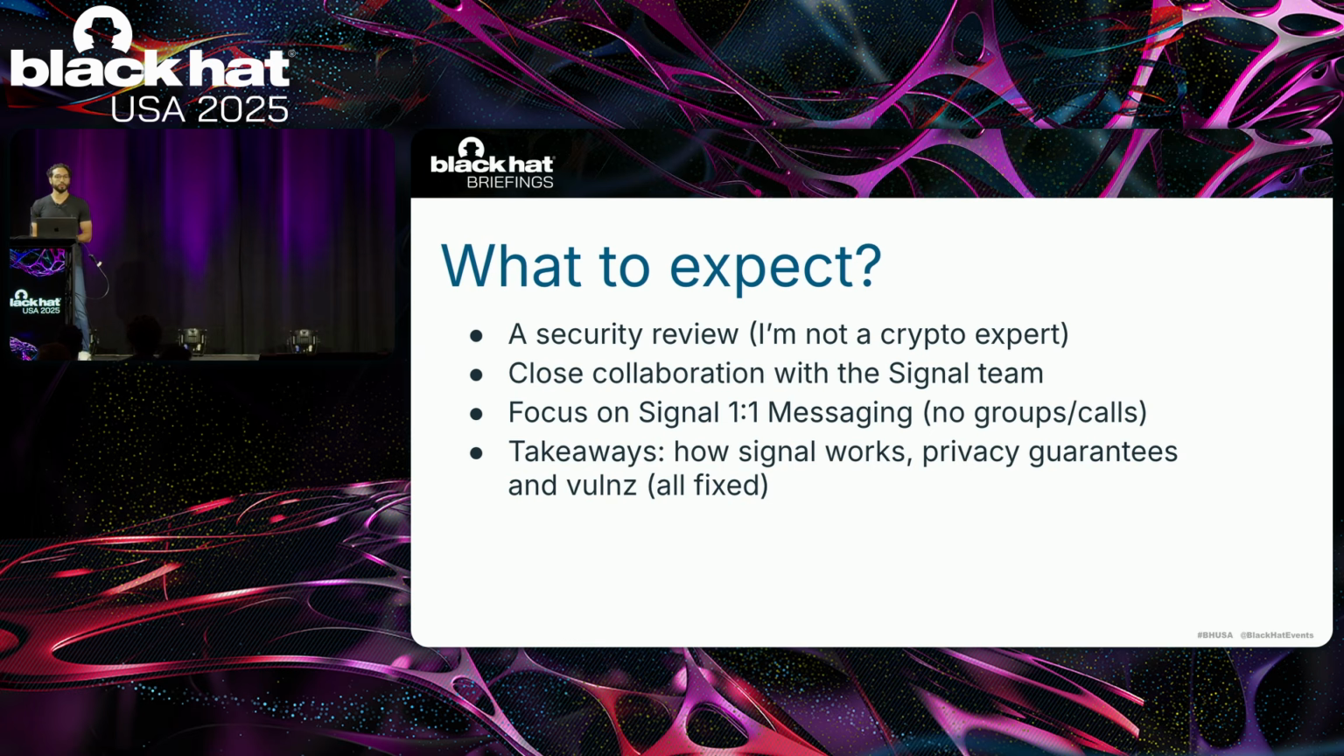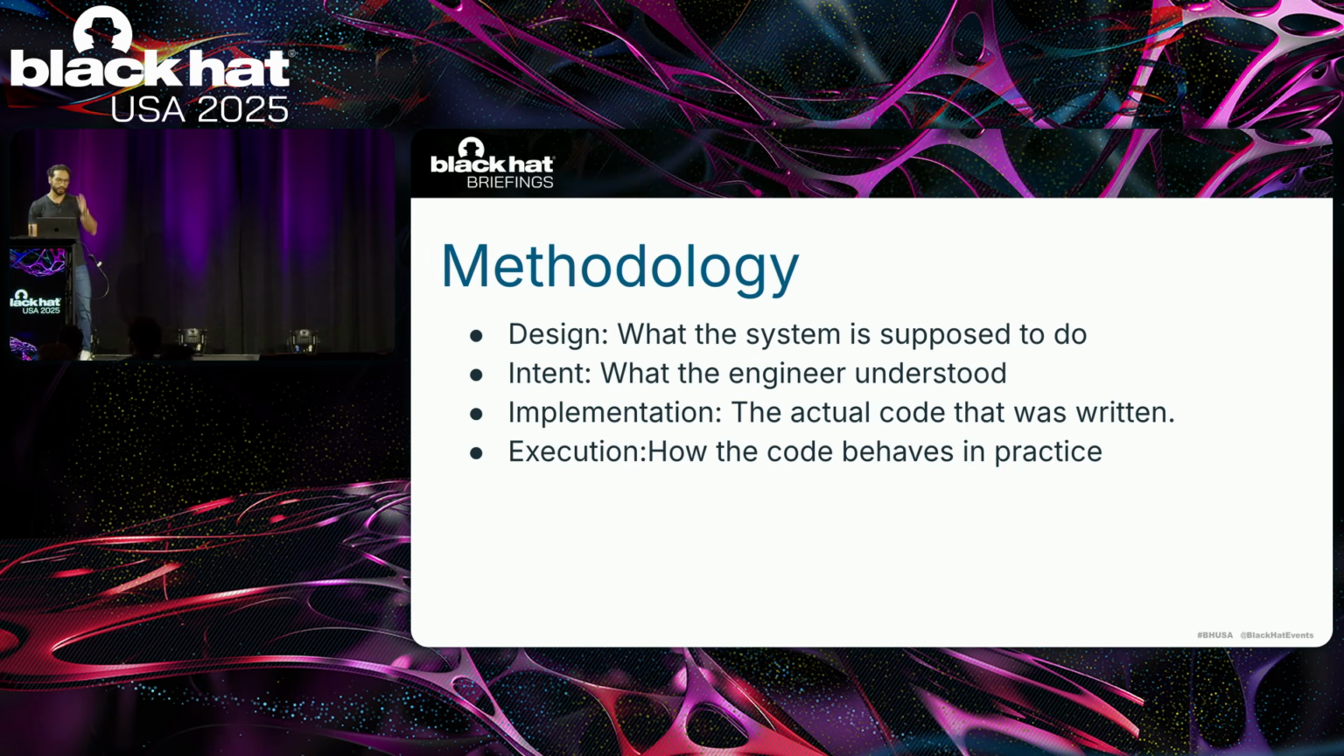My methodology for security reviews is that usually I think of 4 layers when I review an application. I think of the design, what systems are supposed to do, what the spec says, and then the intent, what the engineers understood from that design and what they intend to implement, and then the implementation, the code that the engineers have actually written to express their intent. And lastly, the execution, how the code behaves and the corner cases. At each layer, you can imagine there could be different security vulnerabilities, and each layer requires different skill sets and techniques to find them.